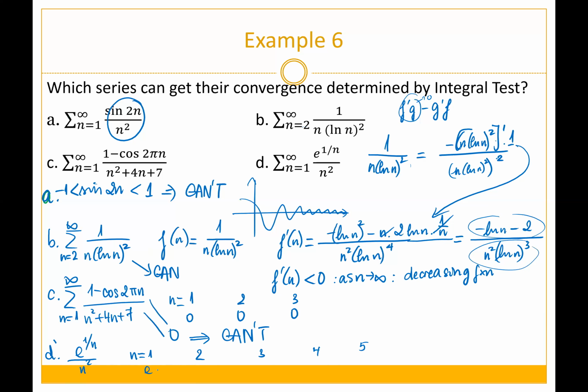So you have e, and then you have square root of e over 4, cubic root of e over 9, and then fourth root of e over 16. Now, if you look at the numbers and maybe use your calculator a little bit, you're going to see that the numerator is decreasing. So from e to square root of e to cubic root of e to fourth root of e, all the terms are decreasing. You have n squared increasing, from 1 to 4 to 9 to 16.